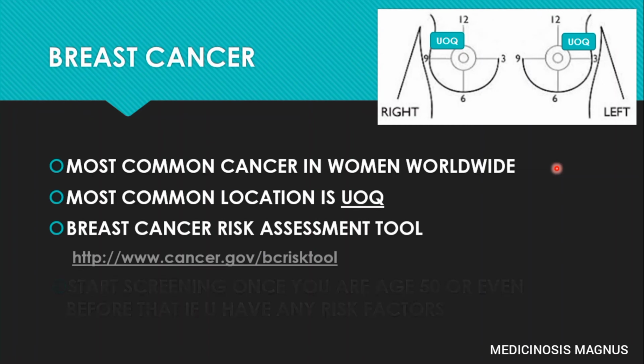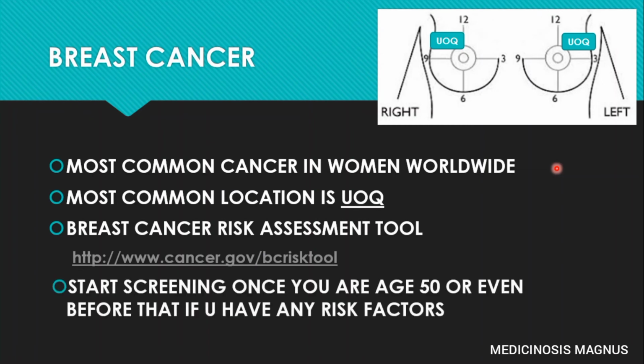Then it is advised to start screening after 50 or even before that if you have any risk factors. Mostly after age 50, it is advised to go for a mammography 2 times a year. But if you think you have any risk factors like family history, or if you see any lump before, you can do the screening even before 50.